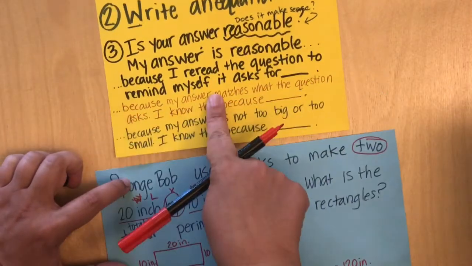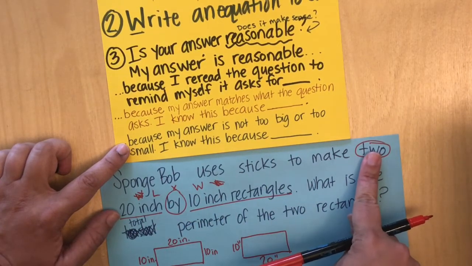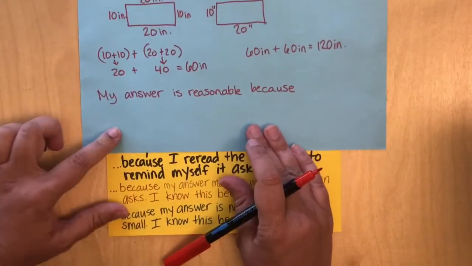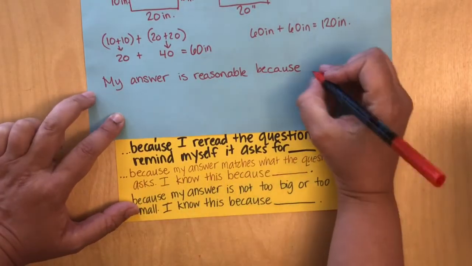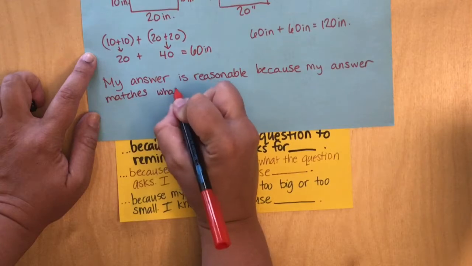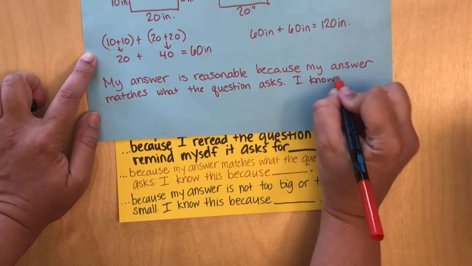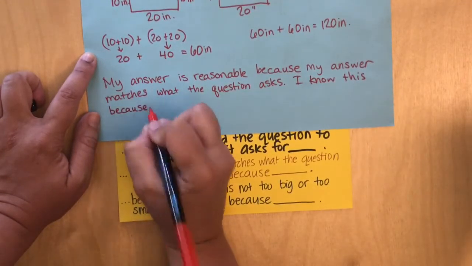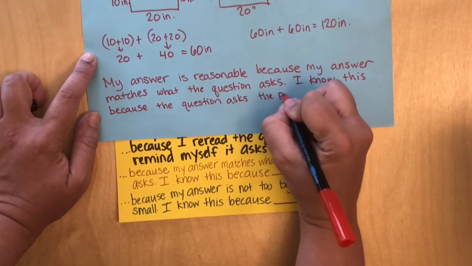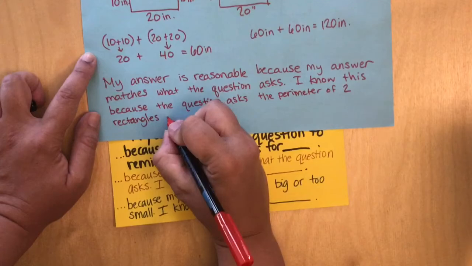For me, I reread the question to remind myself what it asked for, because I wanted to make sure. It was a little tricky having to remember that I needed to add up 2 rectangles' perimeters, not just 1. So I'm going to put, my answer is reasonable because my answer matches what the question asks. I know this because the question asks the perimeter of 2 rectangles, 10 by 20.